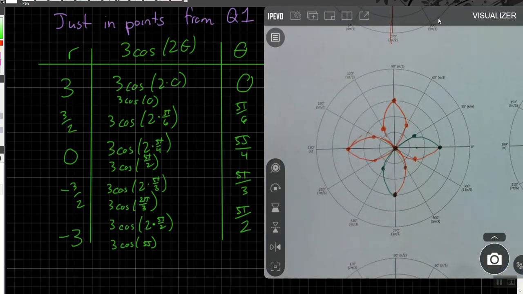Okay, did we get an image like this? Yeah, that's really fine.